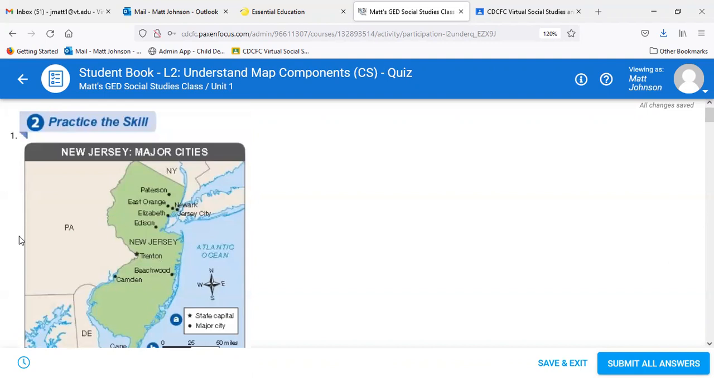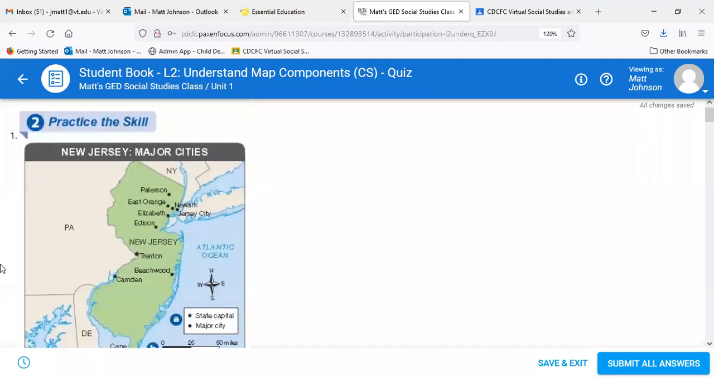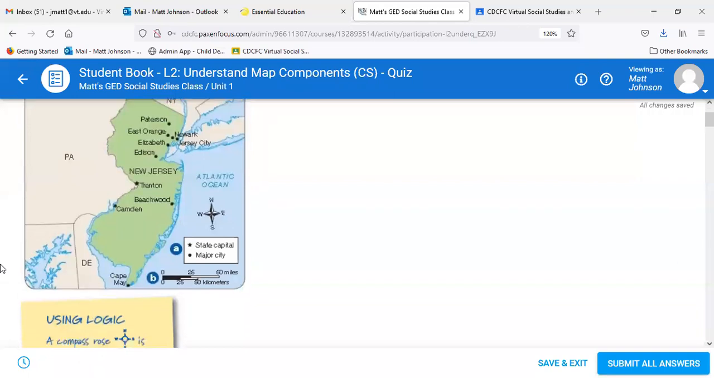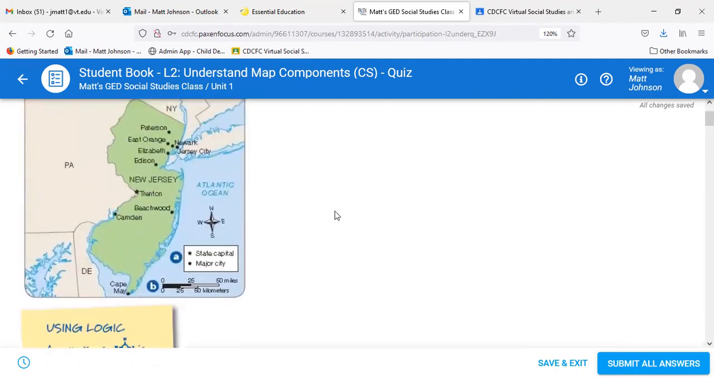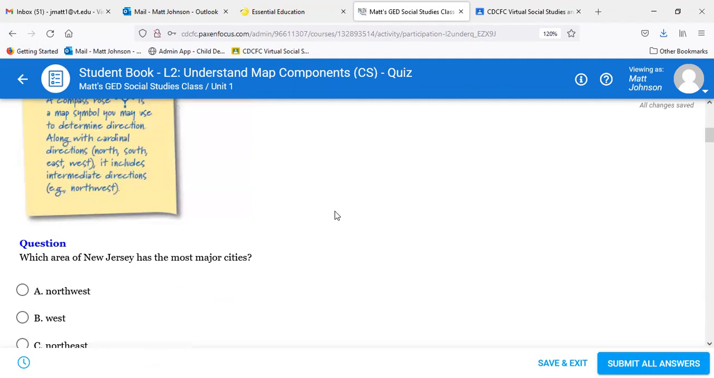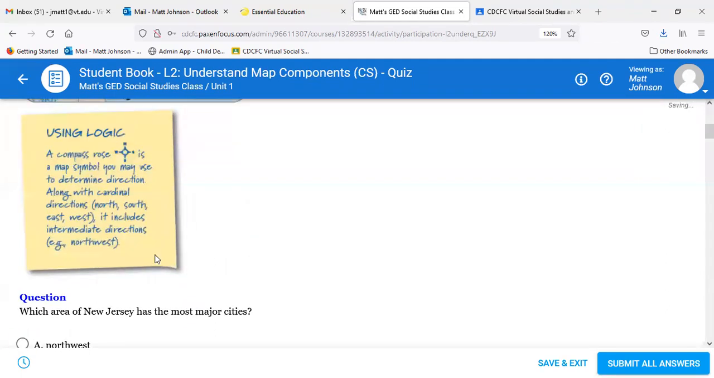So we're back on that map of New Jersey. It's talking about the compass here. That compass rose is a map symbol. You use it to determine direction along the cardinal directions: north, south, east, west. As I mentioned, most maps are oriented so north is up. Anytime you hold a map up, it's going to be north. So which area of New Jersey has the most major cities? Is it the northwest, west, northeast? Northeast. It is C, northeast. Oh, we got that one right.